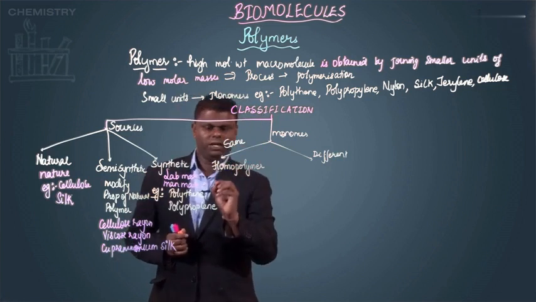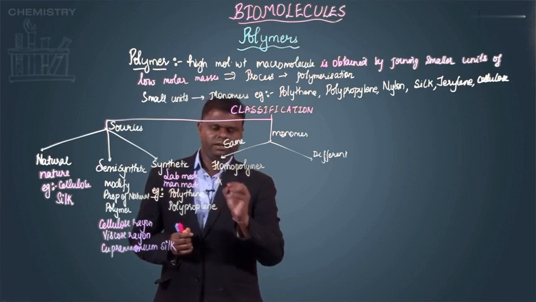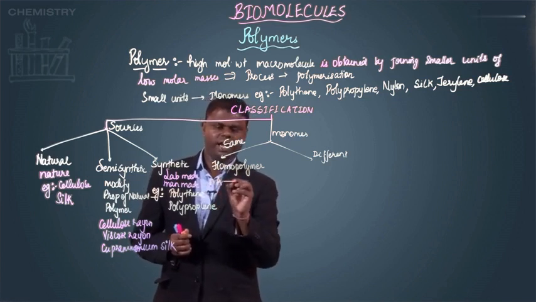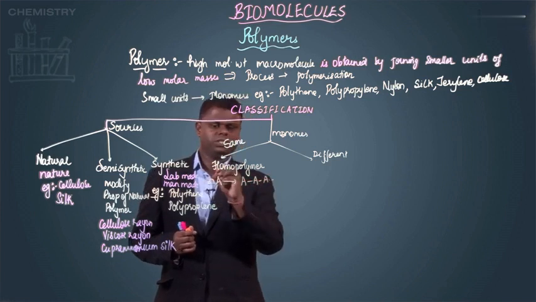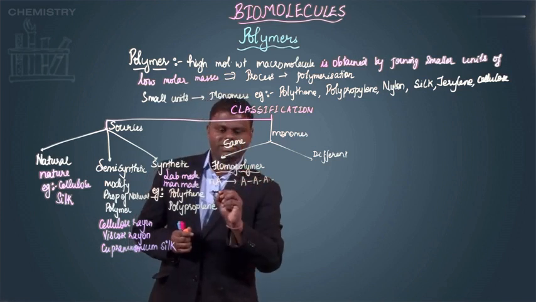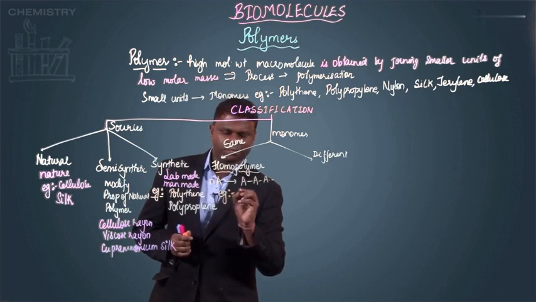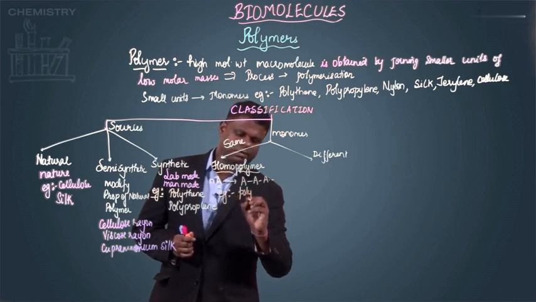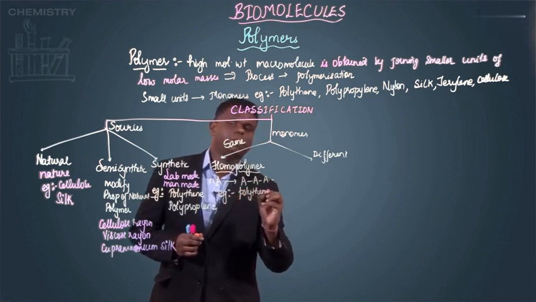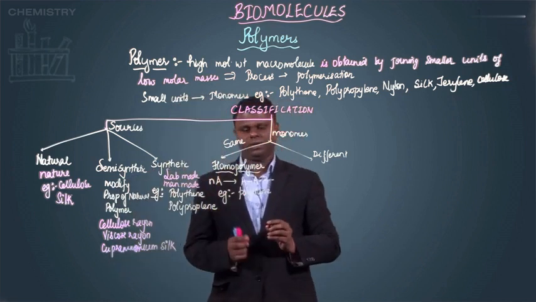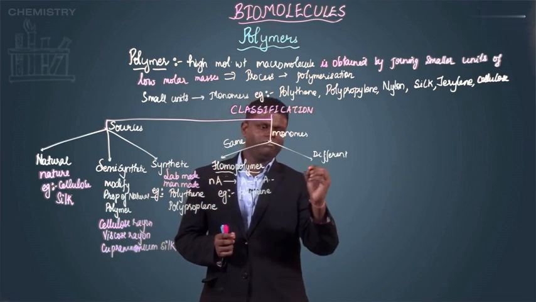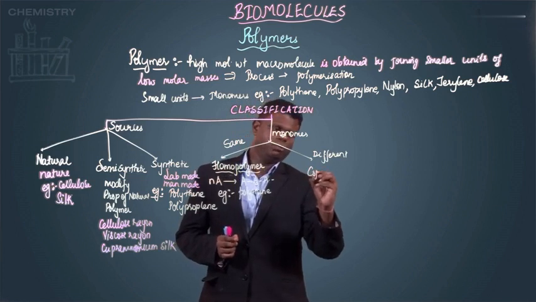For example, if you have a monomer A, n molecules of A react, so it forms a chain like this and so on. So this is called a homopolymer. Common examples here are polythene, polypropylene, Teflon, and PAN, that is polyacrylonitrile. When the monomers are different, you call it a copolymer.